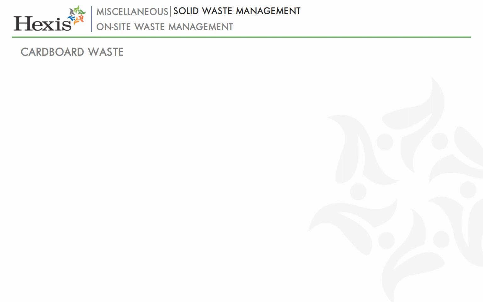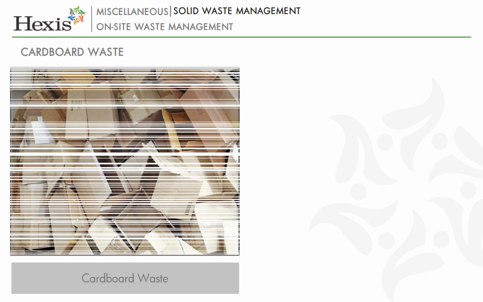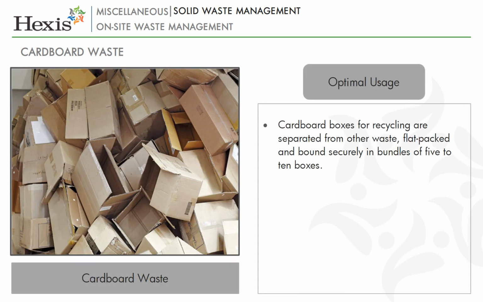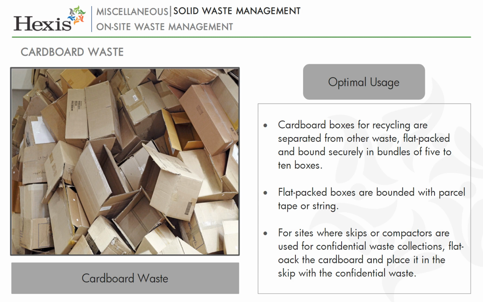Now let's see the typical on-site waste management procedures for different categories of waste. The first category of waste is cardboard waste. All cardboard boxes for recycling are separated from other waste, flat packed and bound securely in bundles of 5 to 10 boxes. These flat packed boxes are bound with parcel tape or string. The cardboard should not be contaminated with other waste. For sites where skips or compactors are used for confidential waste collections, flat pack the cardboard and place it in the skip with the confidential waste.